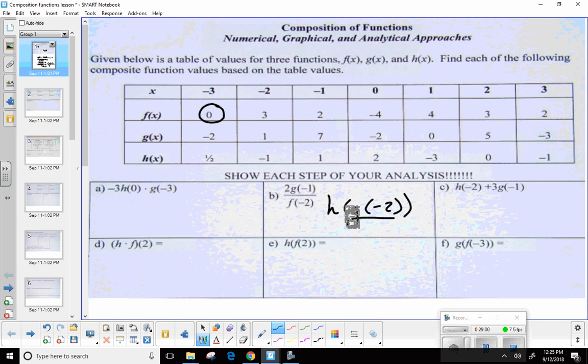So I need to figure out what's the value g of negative 2. Can anybody help me out? What's g of negative 2? Yeah, so here's g, negative 2. Again, you're just finding where the row and the column intersect. So if g of negative 2 is 1, then I now want to place that 1 into the very next function. You just go in order. So now, Rhett, help me out. What's h of 1?